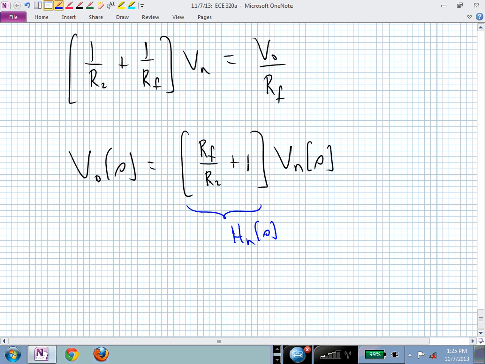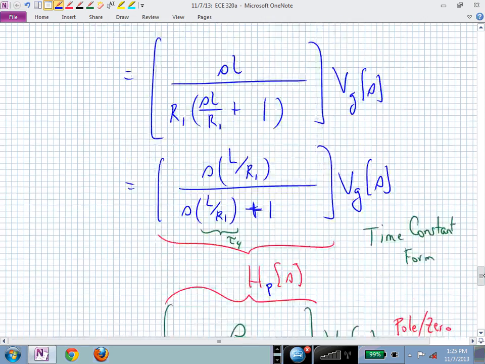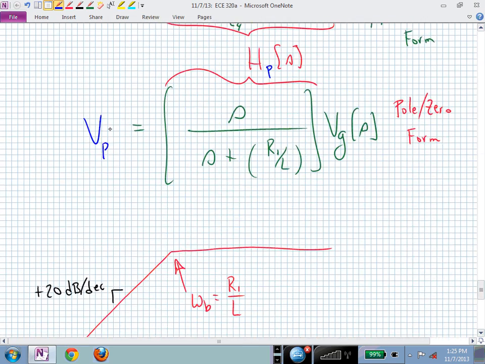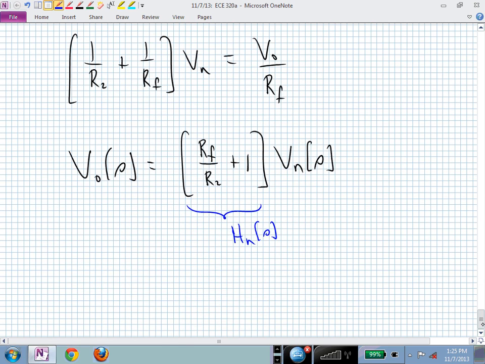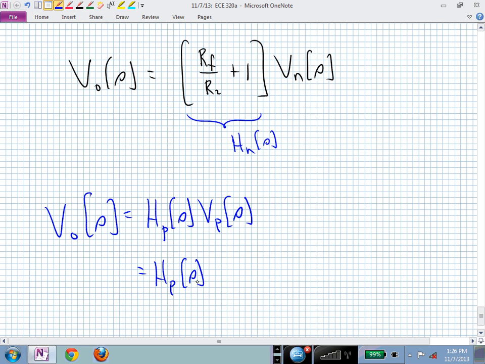Now I want V sub 0 in terms of V sub G. But V sub G I have in terms of V sub P, but V sub P is equal to V sub N. Meaning, I can now combine all of this together. V sub 0 of S is actually H sub P of S times V sub P of S. But V sub P of S, keep me honest here. What do I have?